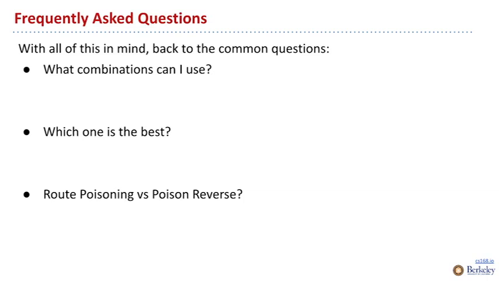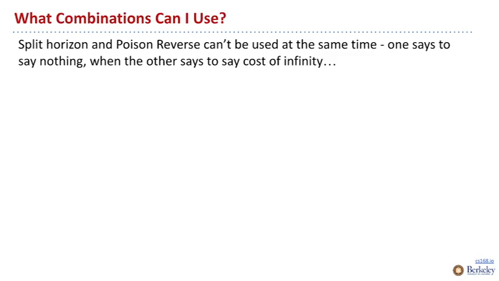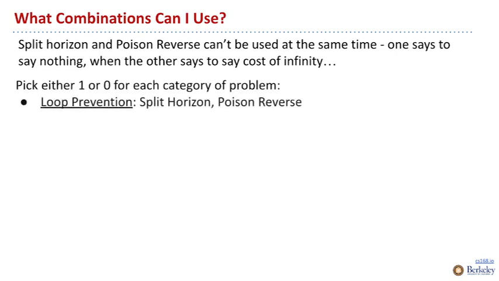Okay, so these are the three questions I listed earlier that were always confusing to me, and I find students get confused with easily. What combinations of these can I use? Which one is best? And route poisoning versus poison reverse, which I'll have a nice chart for. So which combos can I use? Well, luckily this came up as a question earlier. You can't use split horizon and poison reverse at the same time because they conflict. One says say nothing, and the other says say cost infinity.